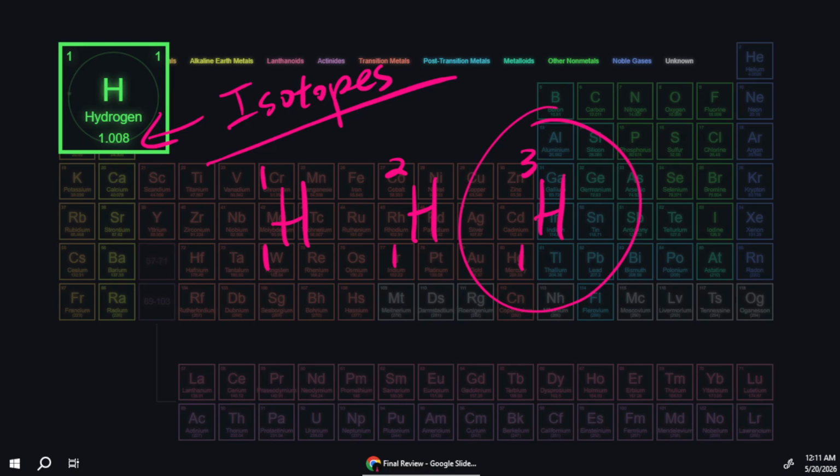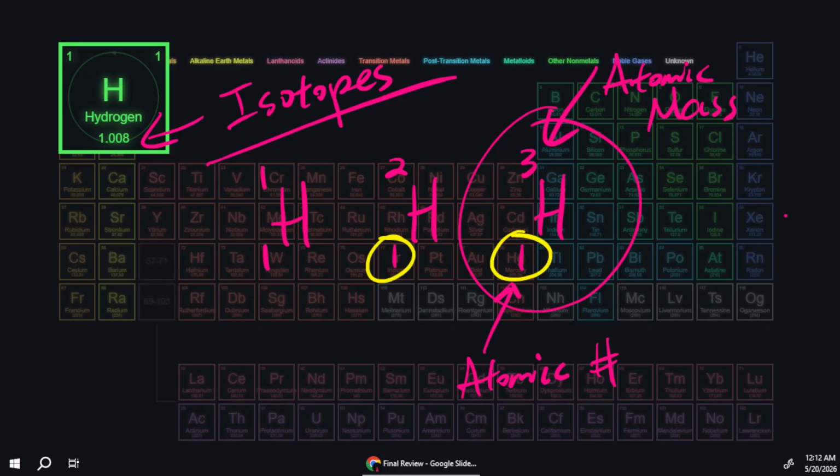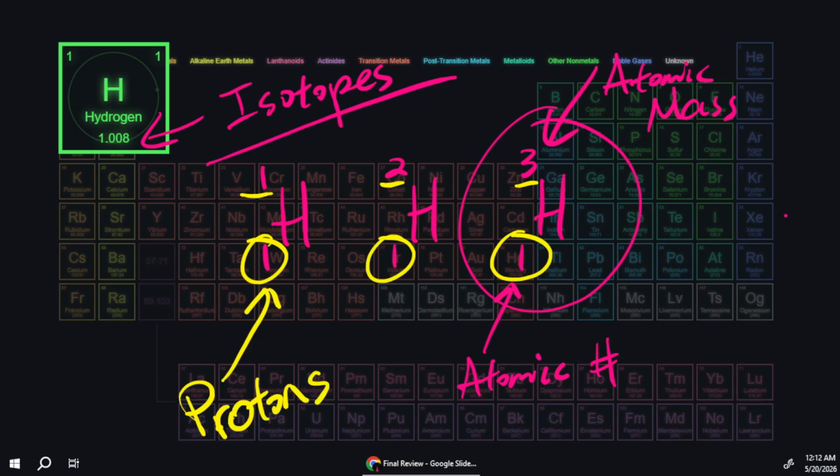So on the top, this would be our atomic mass. The mass is on the top, and then the bottom is going to be our atomic number. So you can see it's all the same element. That's why they all have the same atomic number, but their mass number is different. Again, this number is the number of protons, right? So protons don't change. They all have the same number of protons.